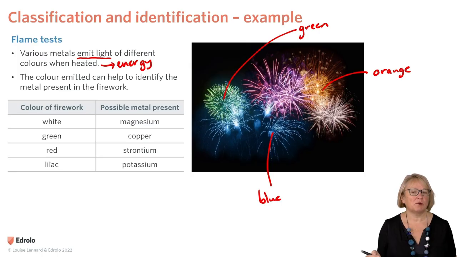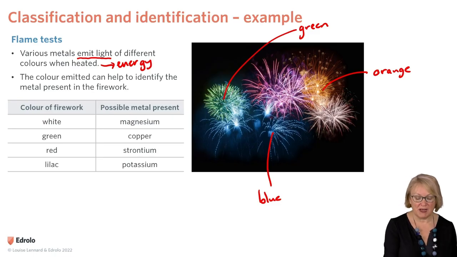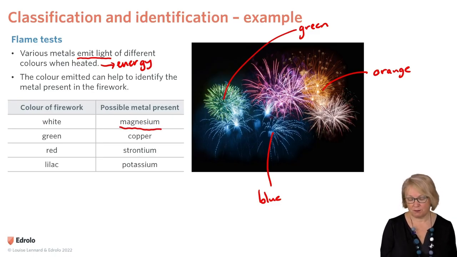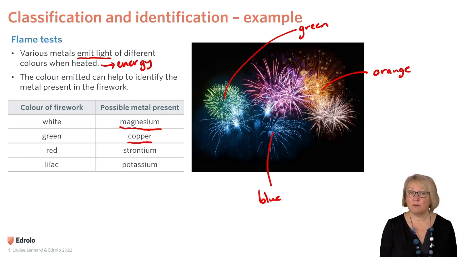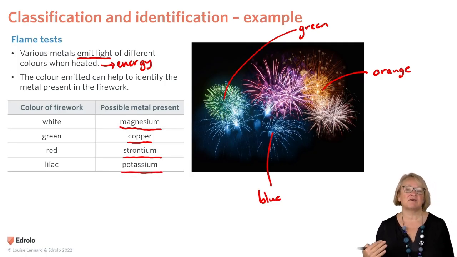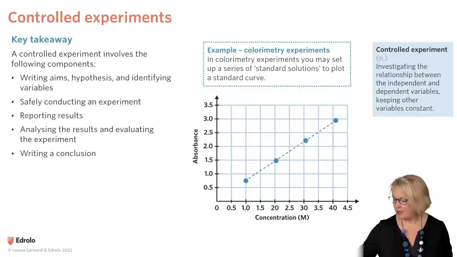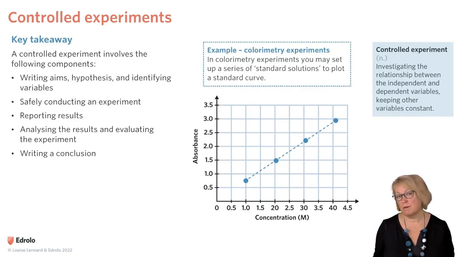So that can actually help us work out the type of metal. So if we have a white firework, it could mean that magnesium might be present. Green could be copper. Red could be strontium. Lilac, sort of purpley colour, could be potassium. So that's a way of classifying and identifying as well. Okay, the next category, which is a very common technique or methodology, are controlled experiments.